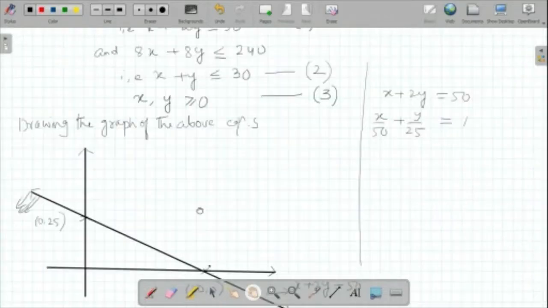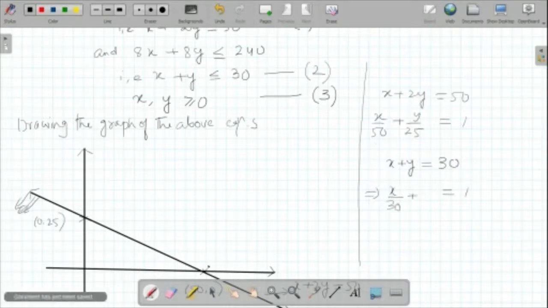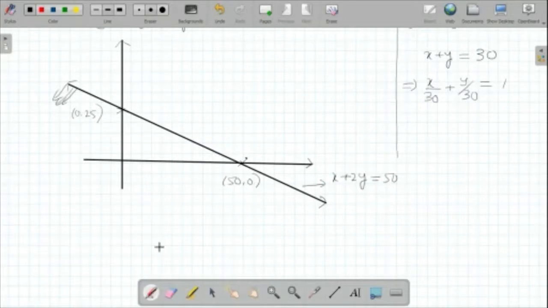Next, what is the second equation? Second equation: x plus y equals 30. So it will be x is 30 and y is 30. X at 30 means, let's say it's somewhere here, so this is my 30 comma 0. And y is also 30, so let's say this is my y at 30, and let's join the two points.